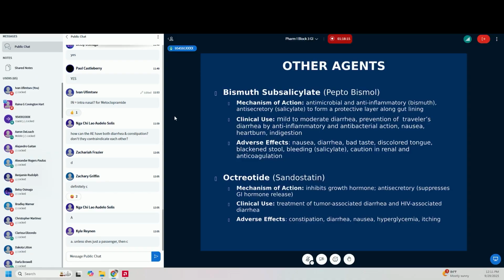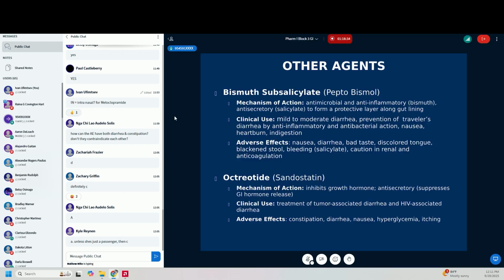Looking at our bismuth subsalicylate, our Pepto-Bismol, we've talked about this several times. So again, antimicrobial, anti-inflammatory effects, same things that we already saw, okay? The dark tongue, dark stool, all those things.